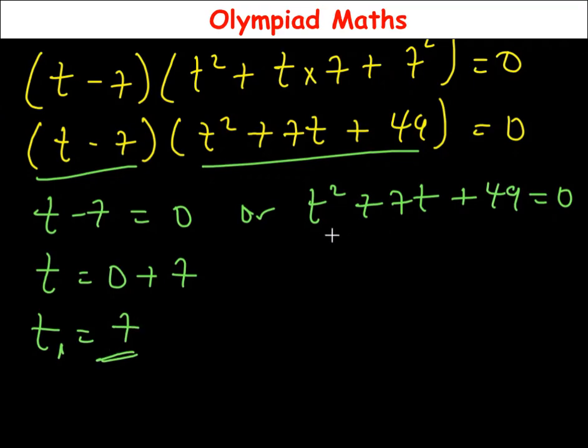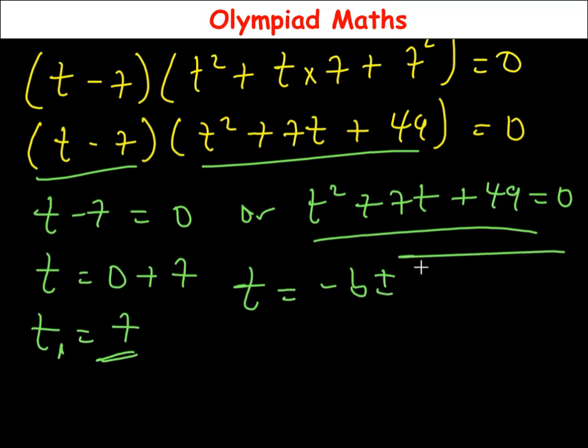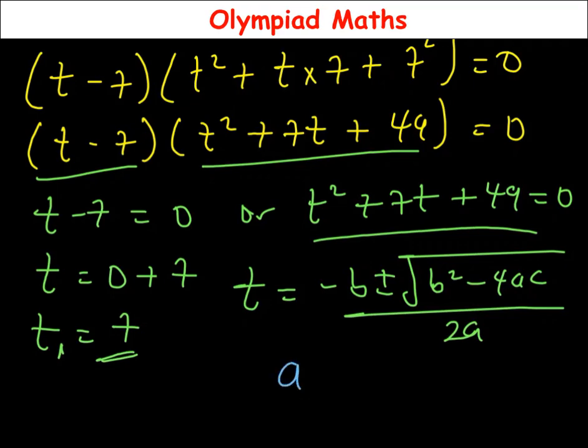And here we have a quadratic equation. To solve for t, we make use of the quadratic formula. With respect to t, the formula is given by minus b plus or minus square root of b squared minus 4ac, all over 2a. In this case, the value of a is the coefficient of t squared, which is 1. The value of b is the coefficient of t, which is plus 7. And the value of c is plus 49.